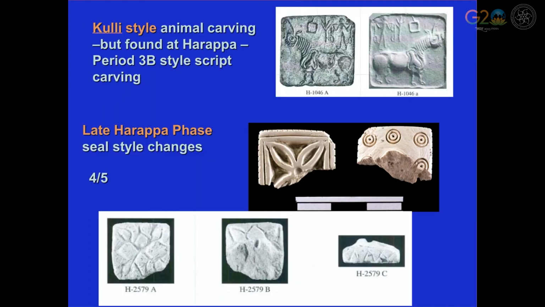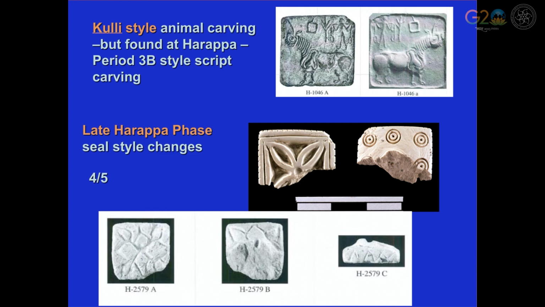And finally, during the last phase at Harappa, we start seeing geometric seals come back and animal motifs disappearing. And I would just throw in this slide showing a unicorn seal found by Vats, which might have been made with a different style of carving from Baluchistan, perhaps a Kulli, but still with the writing style of the 3B motif.